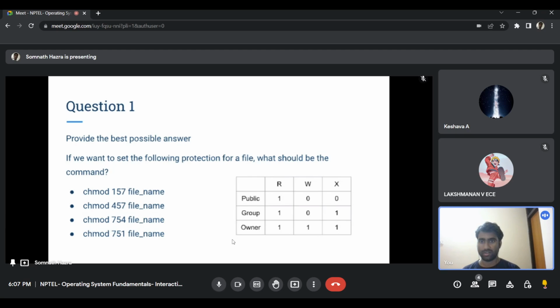So if you want to set the following protection for a file that is given by this table, what should be the command? I guess you are aware of the chmod command that is written here. So let us suppose that the name of the file is file_name, whatever that is. Which among the following options do you think is correct in order to set these permissions for the file? Anybody would like to contribute?